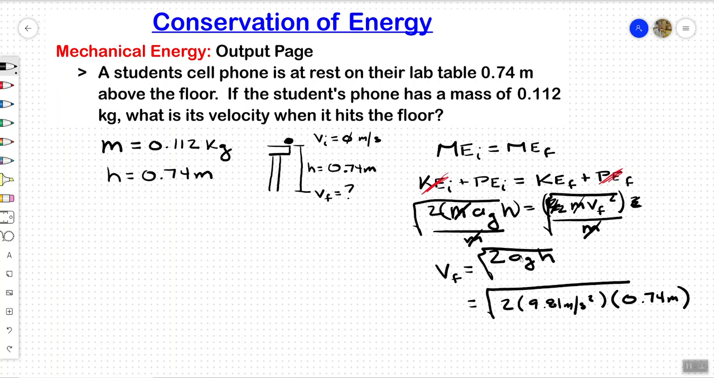Acceleration is a vector, it has direction. That's true. If we made this negative 9.81 meters per second squared, we would also need to treat the displacement as negative, because it will have gone down 0.74 meters. Negative 0.74 times negative 9.81 is still a positive value. So velocity final, if you put that all in your calculator, I get 3.81 meters per second. We also could have gotten that with kinematics, but this is an easier way without having to use our kinematic equations, because we know energy is conserved. Again, we're assuming there's no air resistance here and therefore no energy lost to friction with the air.